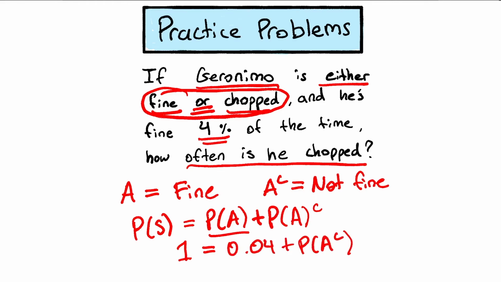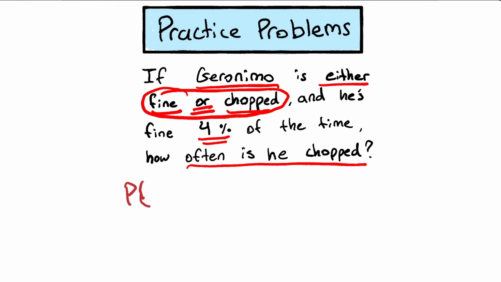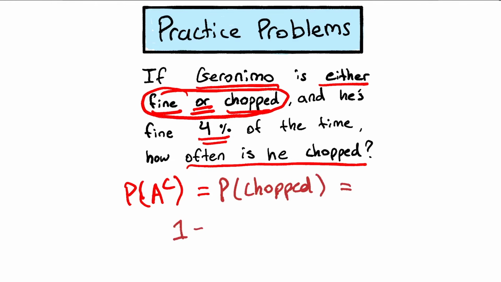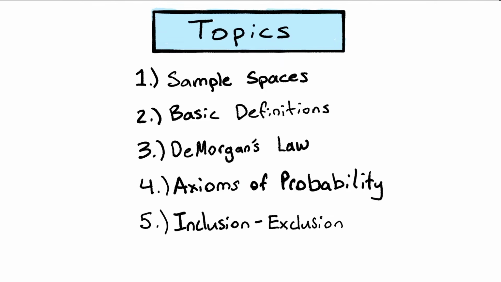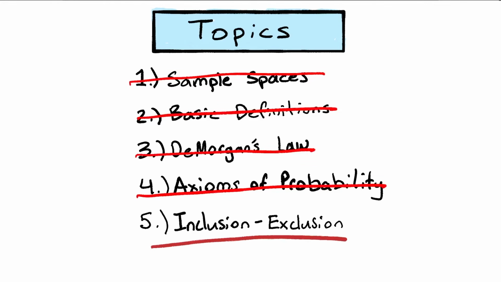So our final answer is probability AC equals probability he's chopped equals 1 minus 0.04 equals 0.96. Geronimo is chopped 96% of the time. So with that, we have concluded our axioms of probability coverage, and now we can finally move on to our final topic, inclusion, exclusion.